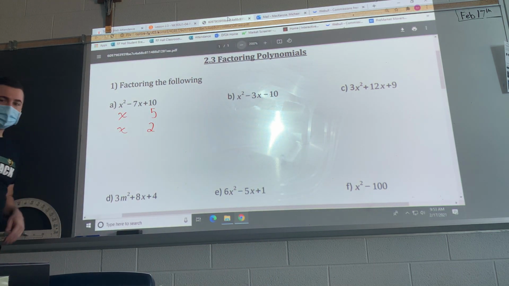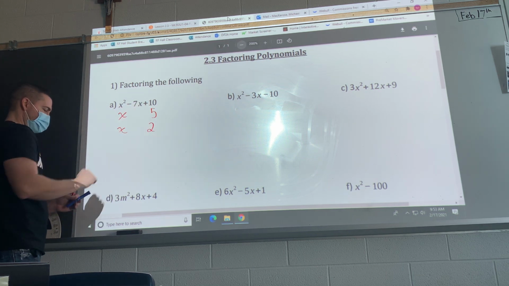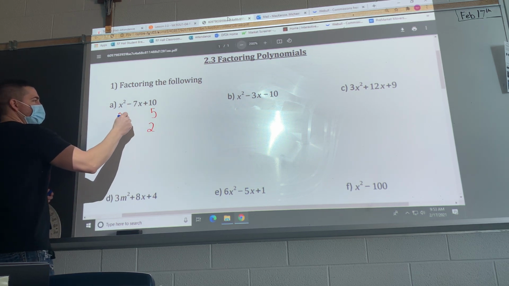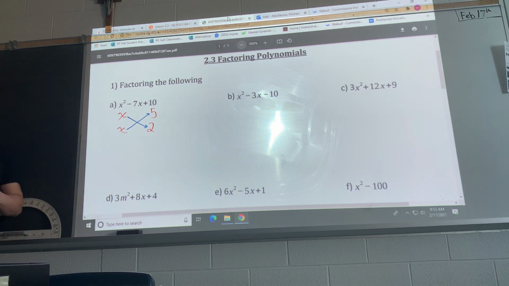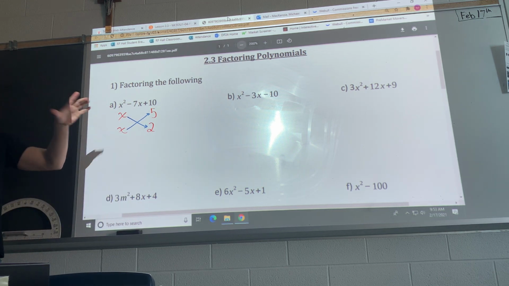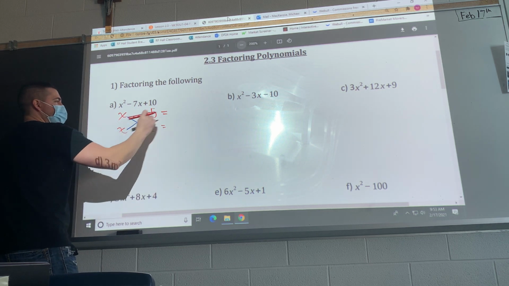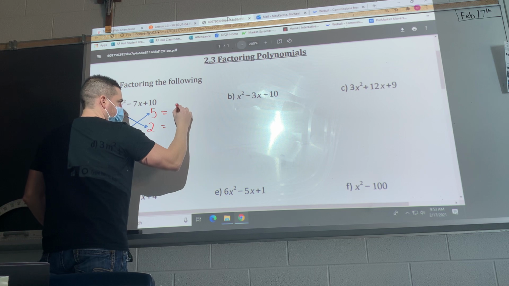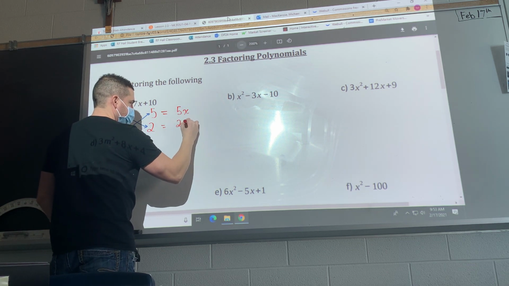So this is how it works. We do a cross multiplication here. We're going to do x times 2 and then x times 5. What this actually represents is what happens when you expand. So we cross multiply: x times 5 is 5x, and x times 2 is 2x.